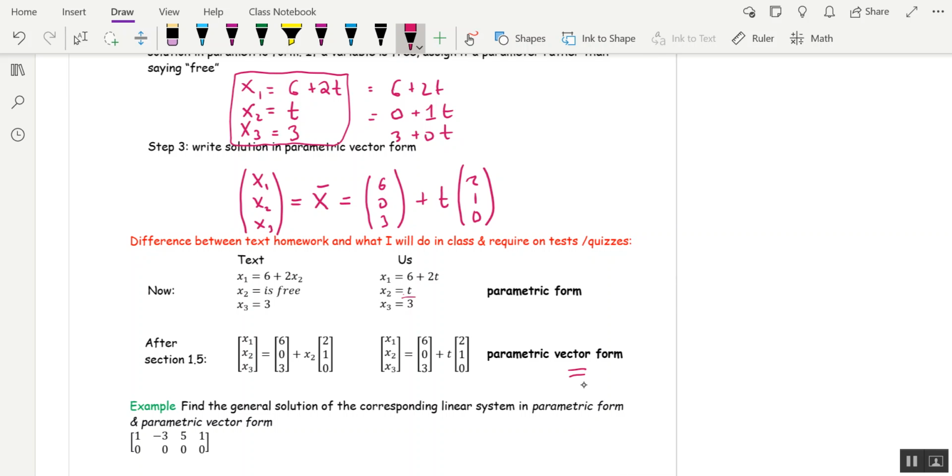I figure we're going to use it the whole semester, may as well learn now. So what they're going to do is write x bar as a vector, but they're going to leave x2, x2. They're not going to give it a name. We're going to give it a name, t or s, whatever we have to.